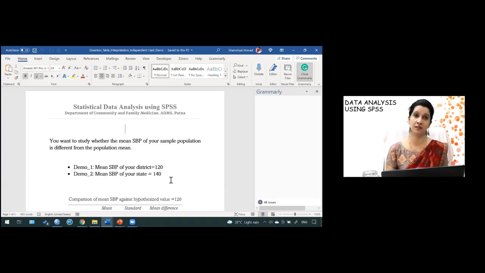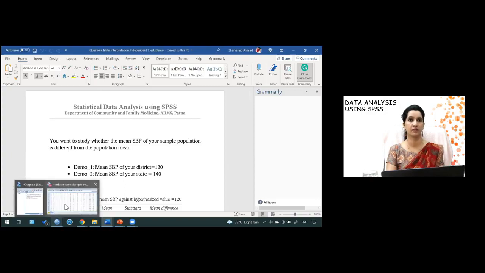And the second is that the mean SBP of my state is 140. So I want to check whether my sample mean of SBP is equal to my district mean or not, or is it equal to my state mean or not? The known values for the district and state are 120 millimeters of mercury and 140 millimeters of mercury, right? So what I'll do is go straight to the data sheet.